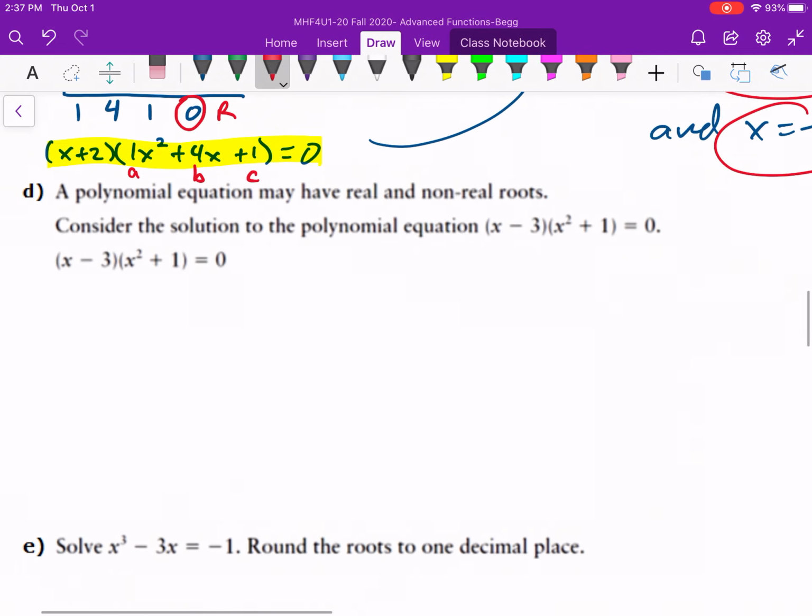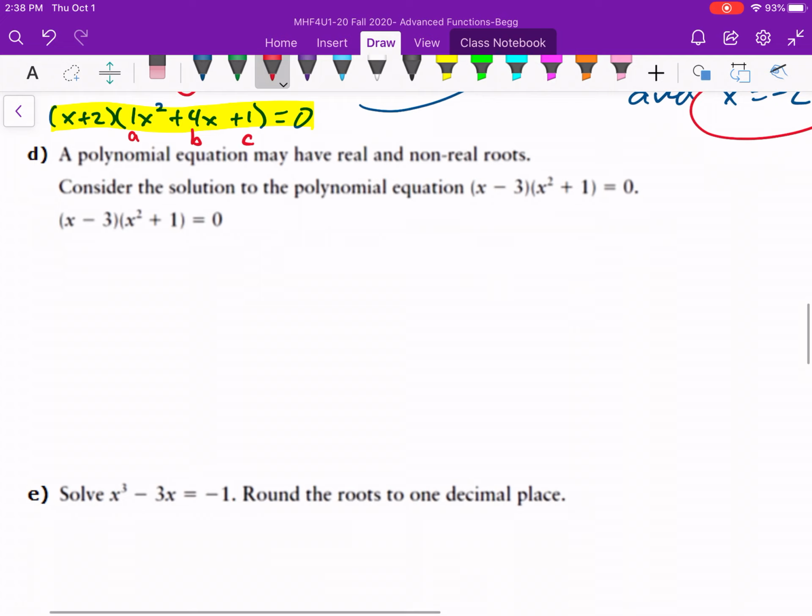Sometimes a polynomial equation might have real roots combined with non-real roots. So let's consider the solution of the polynomial equation x minus 3 times x squared plus 1 equals 0. It's already been factored for us, right? We can see that we get a root of x equals 3 from the first bracket, but there's no way to solve this bracket here.